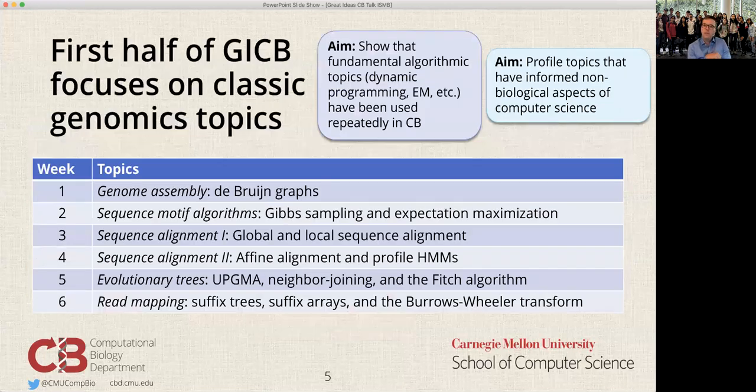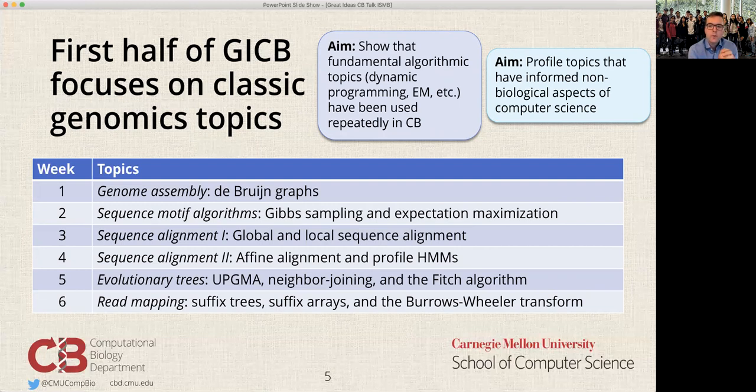We divide the course essentially into two halves. We have 12 weeks of course material, and then a course project presentation week. And the first half of this course is largely focused on classic genomics topics that you would typically see, I believe, in an introductory computational biology or bioinformatics course for undergraduates. And these especially reinforce these fundamental algorithmic topics of things like dynamic programming or expectation maximization, or pattern matching algorithms, et cetera.